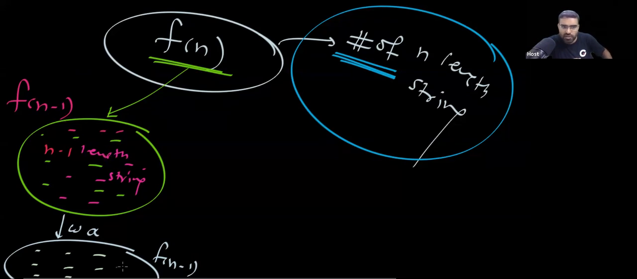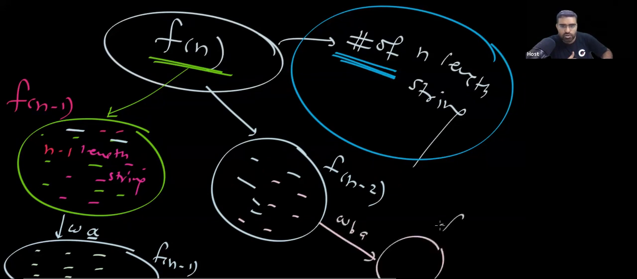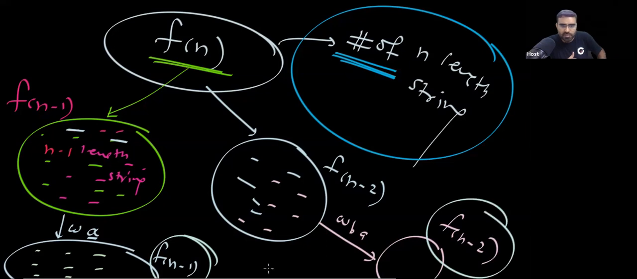Here you have fn minus 1. Here also I will get fn minus 1, because I am just adding the symbol a at the end. This is your string, I am adding a at the end, so you will get the same number of strings. Similarly, here this is fn minus 2, the n minus 2 length strings. I will just add b at the end. So finally, how many n length strings can I create? That will be this plus this. These are the n length strings.